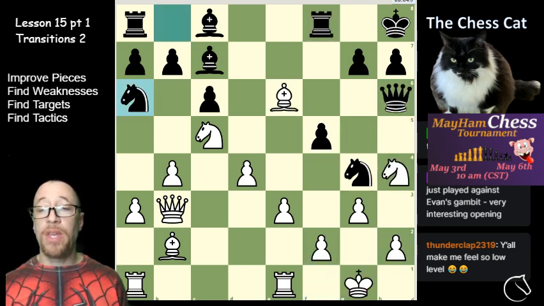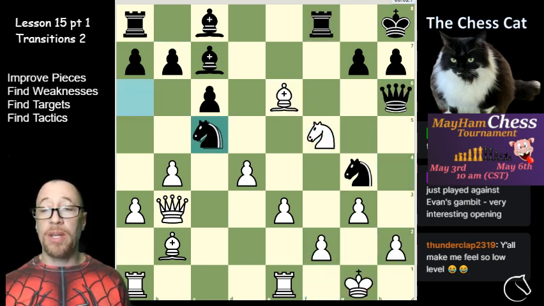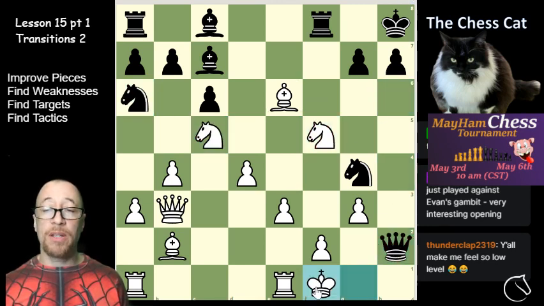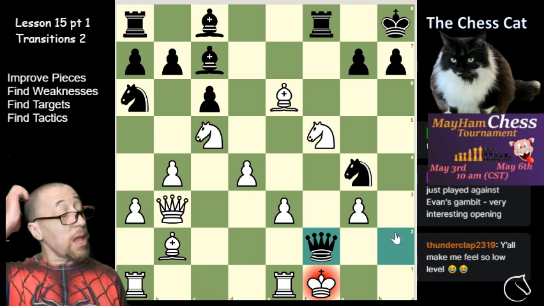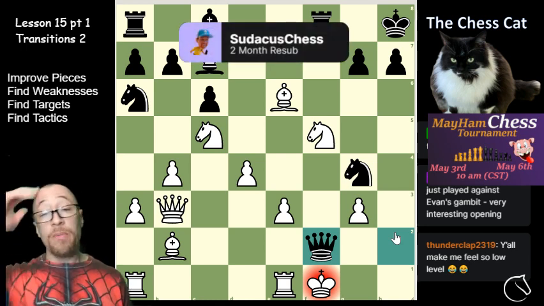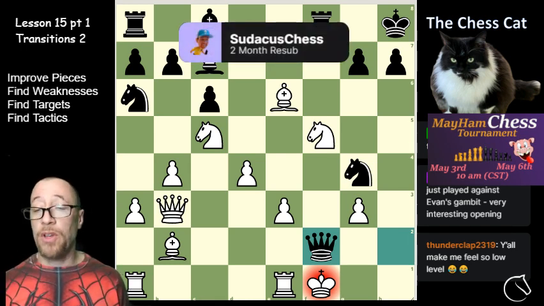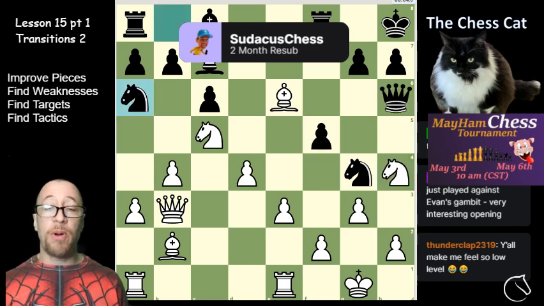I'm lost on what happened here. So let's see what happened. Oh, okay, yeah. Black just missed mate, guys. He's just missing mate. This is mate every way we look at it. So luckily for Flavio, his opponent missed mate.